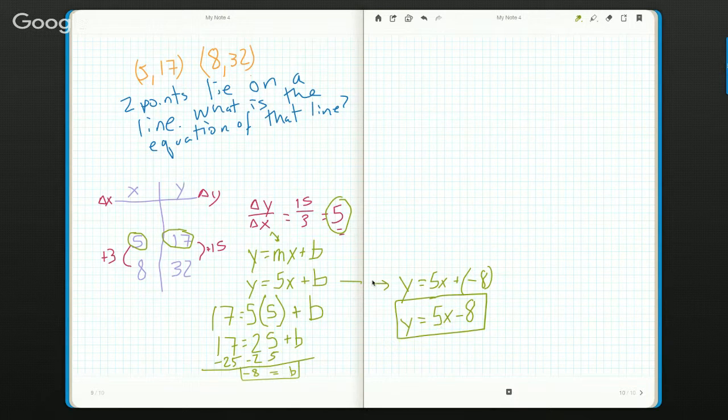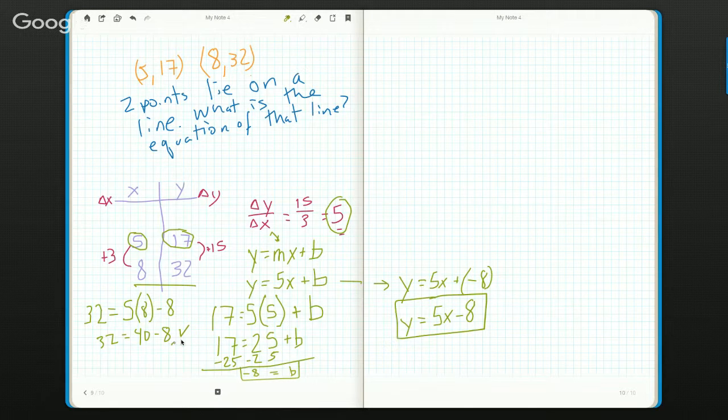Now I can go back and check it. If this is really true, it's got to also work for this ordered pair here. So let's make sure that's true: does 32 equal 5 times 8 minus 8? Does 32 equal 40 minus 8? And the answer is yes. So we've checked it. We know that this is our equation.